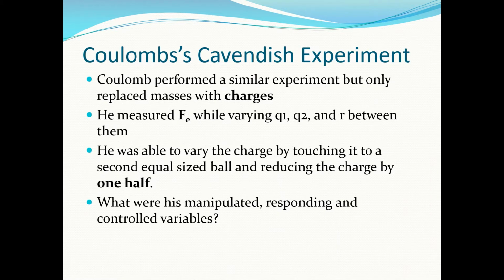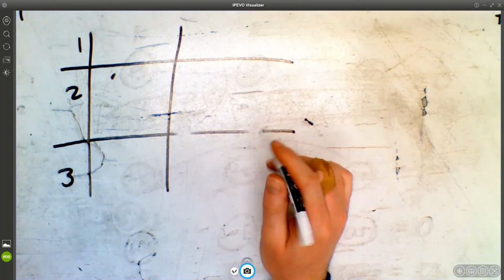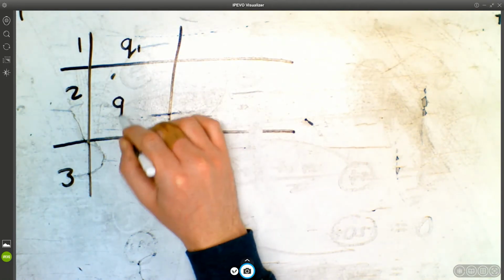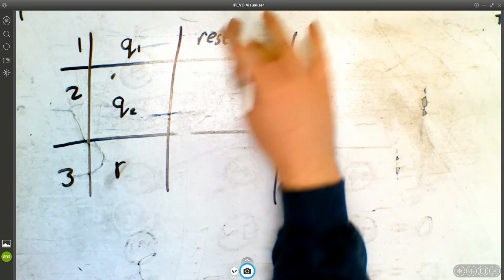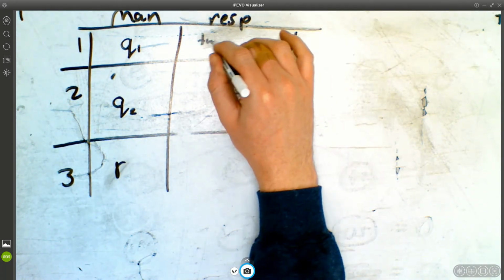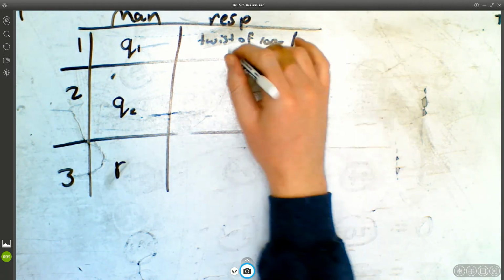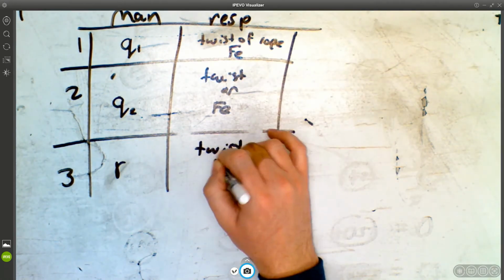Well, let's take a look at that. If we take a look at our manipulated, responding, and controlled variables, you need to do 3 separate experiments. Experiment 1, experiment 2, experiment 3. He wanted to find out, did charge 1 affect it? Charge 2, did that affect it? And then the distance between them. So this was our manipulated, and our responding variable would always be the twist of the rope, which corresponded to an electrostatic force. So the twist, or Fe.